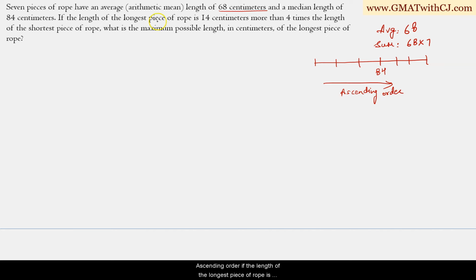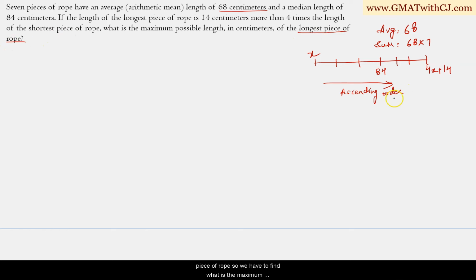If the length of the longest piece of rope is 14 centimeters more than 4 times the length of the shortest piece of rope. So we are given a relationship between the longest and the shortest piece of rope. Let's take the shortest piece to be x, and then the longest is going to be 4x plus 14. Now the question is, what is the maximum possible length in centimeters of the longest piece of rope?